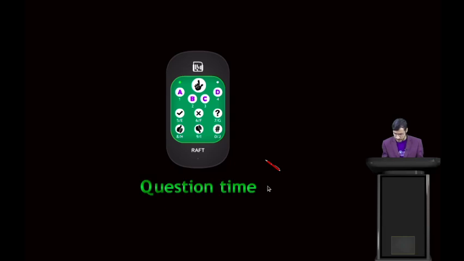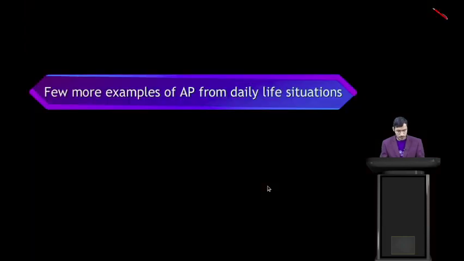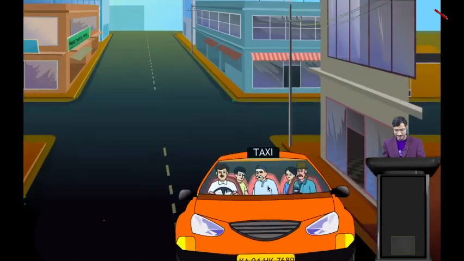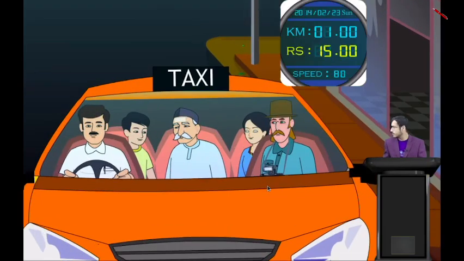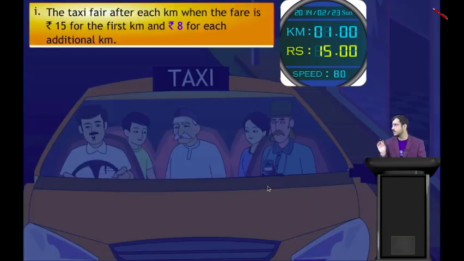Now let's move to another part, students. Here are a few more examples of AP from daily life situations. You can see the speedometer here. Speed and kilometer. The taxi fare after each kilometer, when the fare is rupees 15 for the first kilometer and rupees 8 for each additional kilometer.